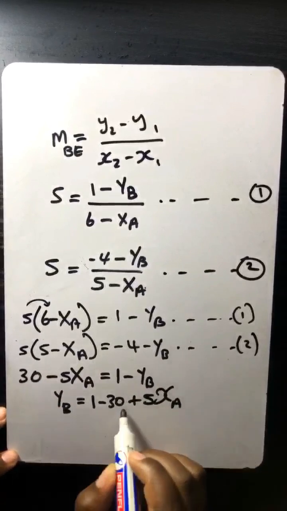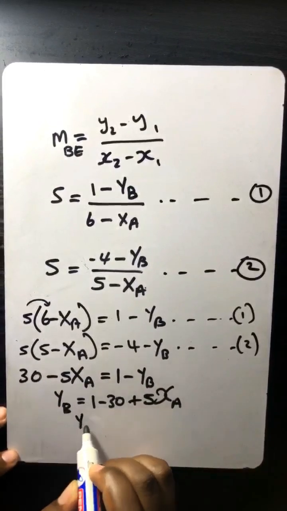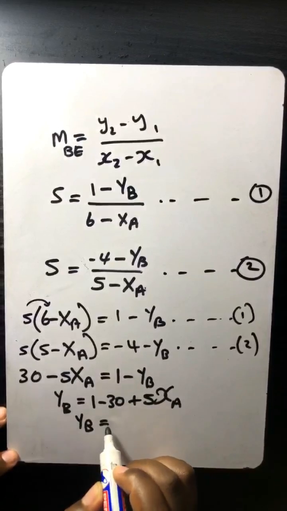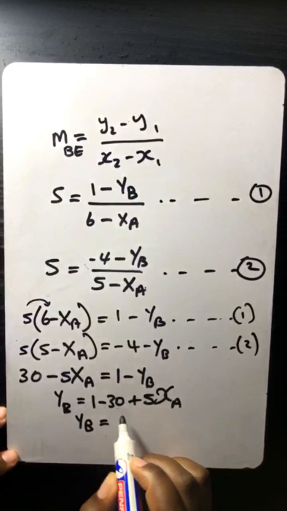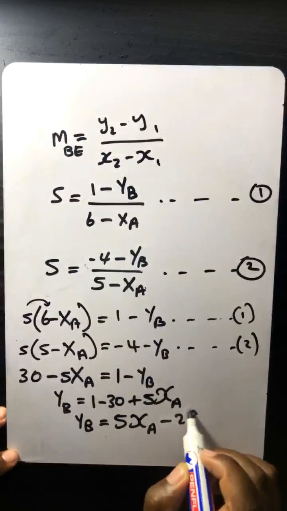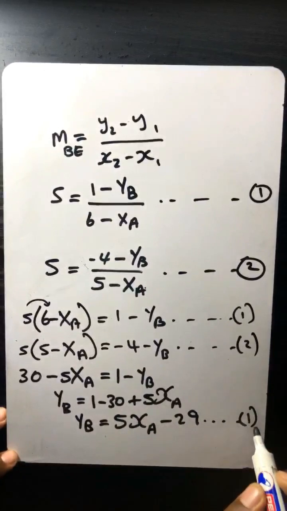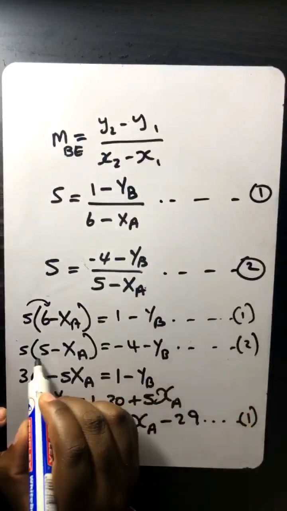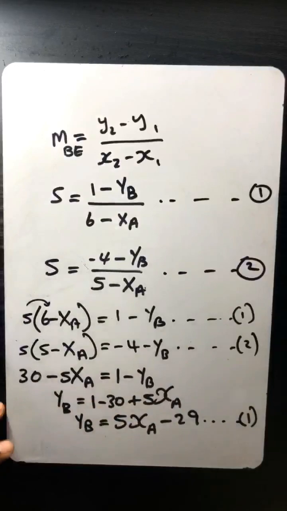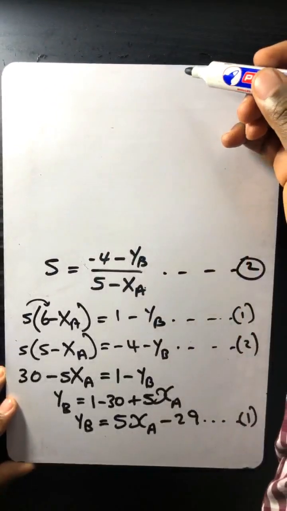So when you work these two out together, you're having y at B equal to 5x at A minus 29, since this is negative 29. So this one becomes our equation number 1. We do the same for this one. I'm not sure if you guys understand what I'm doing there, but if you don't, can you maybe indicate? But I think we are all on the same page.